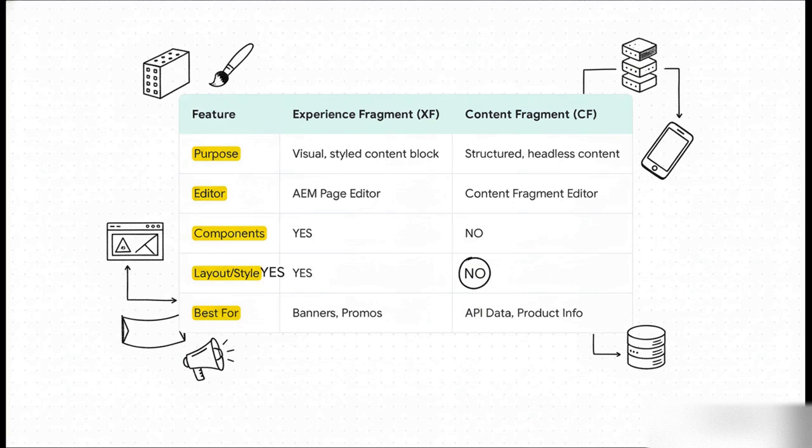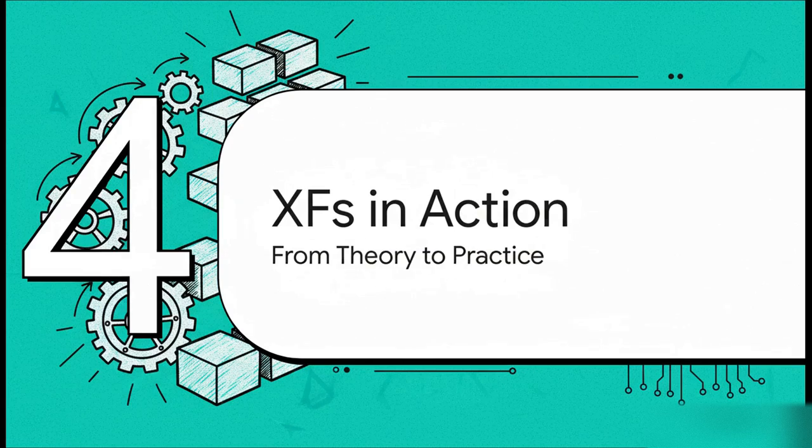Let's look at the key differences. For purpose, XFs are for those visual blocks, while CFs are for that structured, headless data. For the editor, you use the familiar page editor for XFs, which marketers know and love. But the most important difference is right here: contains components. XFs get a big yes, while CFs get a no. And that means the layout and style are baked right into an XF, making it absolutely perfect for things like banners, promos, and CTAs. Okay, enough theory, let's get practical.